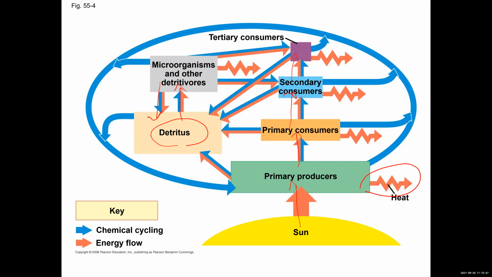And basically, this process is going to end up remineralizing or recycling all of the atoms and molecules that were left over in the body parts of those plants and animals and in their fecal matter and other waste products. It's going to go back into the soil. So when we're talking about a terrestrial ecosystem, everything goes into the soil. Remember, the plants are getting the nutrients out of the soil.